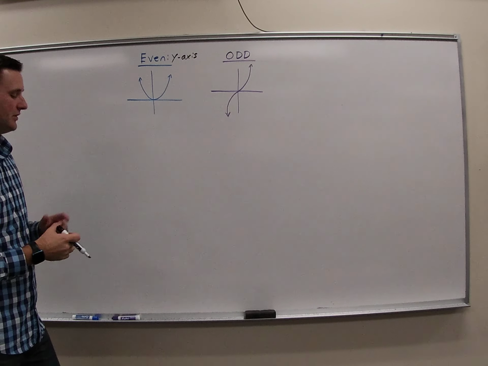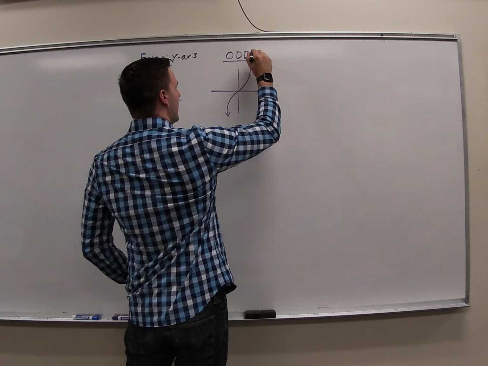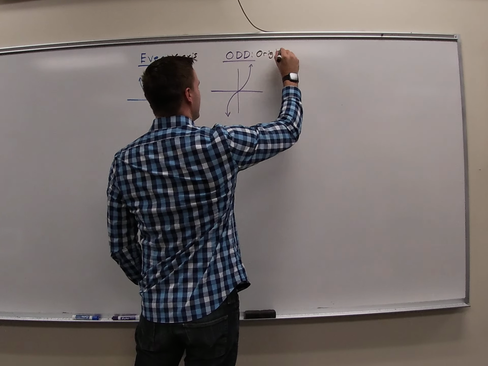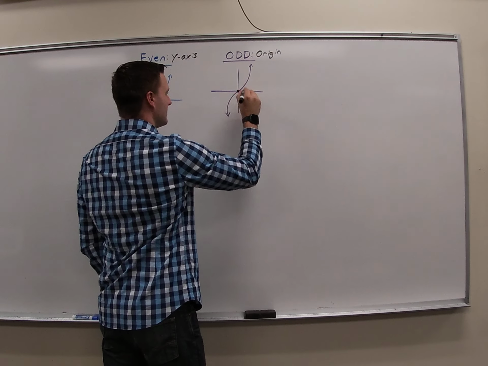Now, odd functions are a little different. Odd functions are symmetric about the origin. And so remember that the origin is this point here at (0, 0).